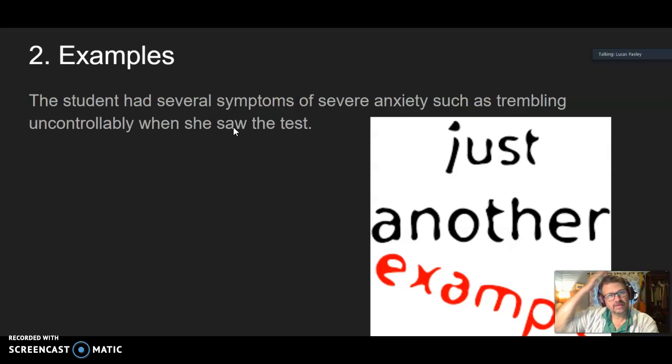Number 2 is sometimes they'll give you an example of a word in the sentence. So you just need to write down examples. If we look at this here, the student had several symptoms of severe anxiety, such as trembling uncontrollably when she saw the test. If we were looking for the meaning of anxiety, we have an example of what happens. Trembling uncontrollably when she saw the test. So trembling uncontrollably in a stressful situation. So that gives us a sense of the word from an example.